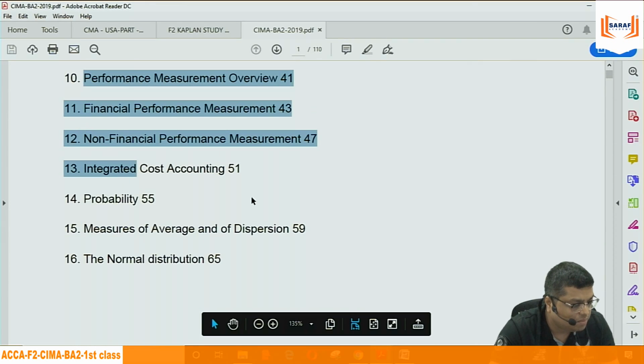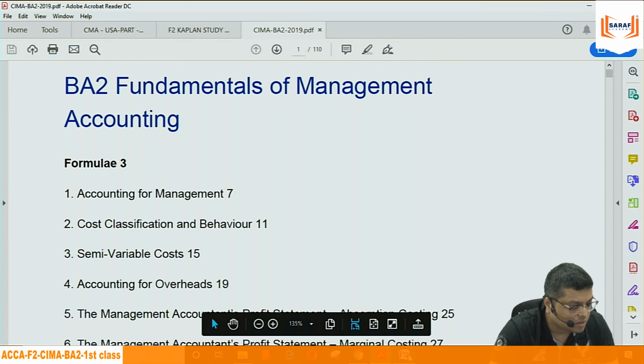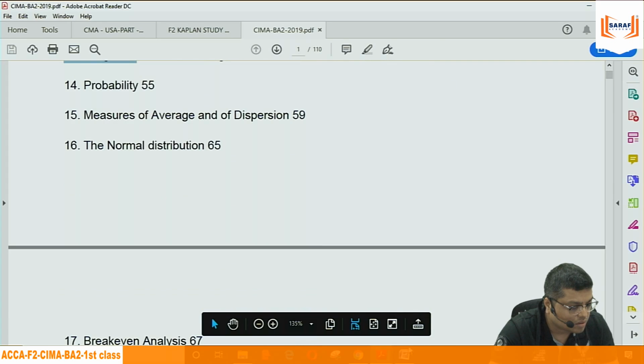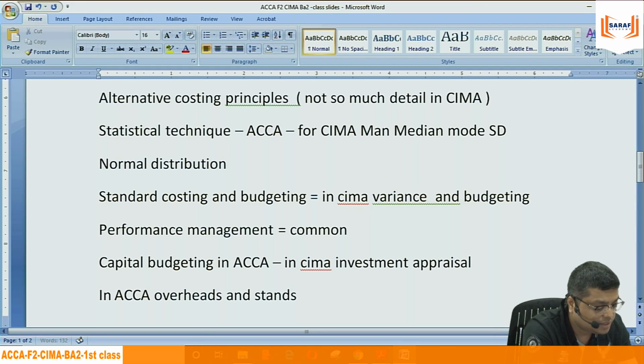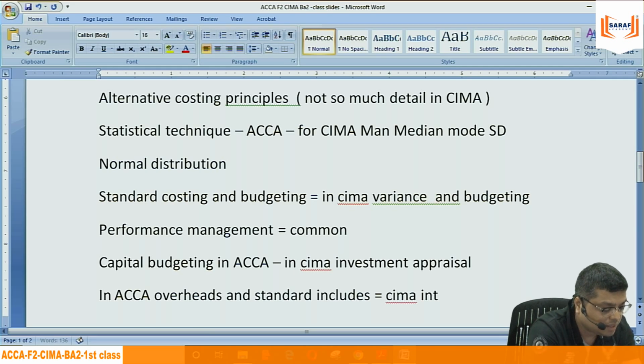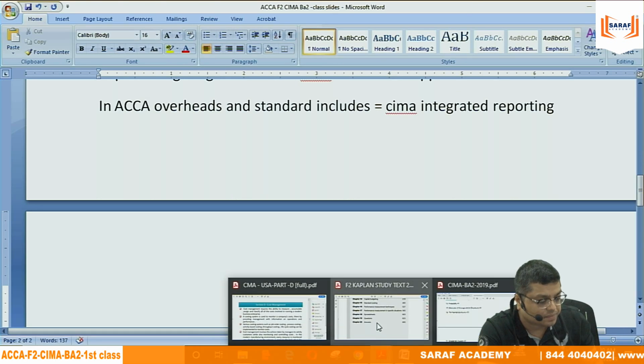I can say that one part in ACCA, overheads and standard, includes in CIMA integrated reporting. They have not kept it as a separate topic, but that is included there. The questions are there in the ACCA syllabus.